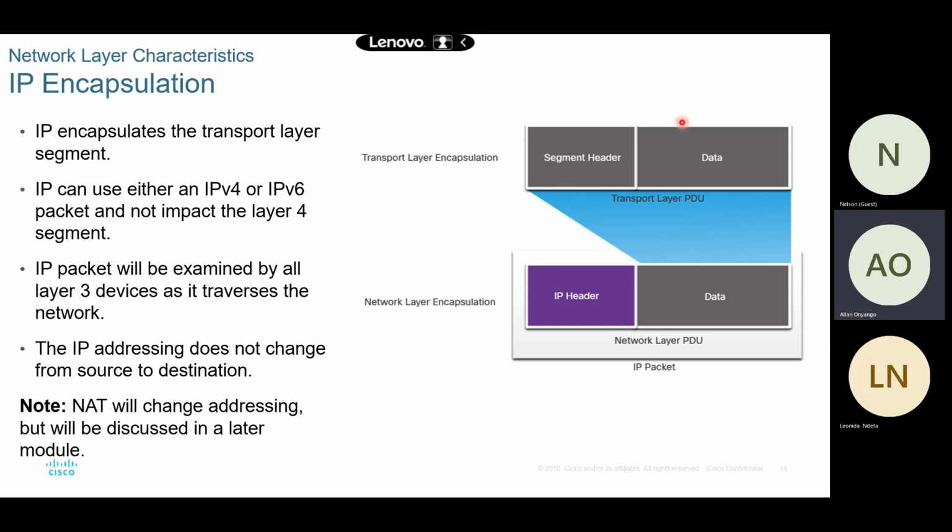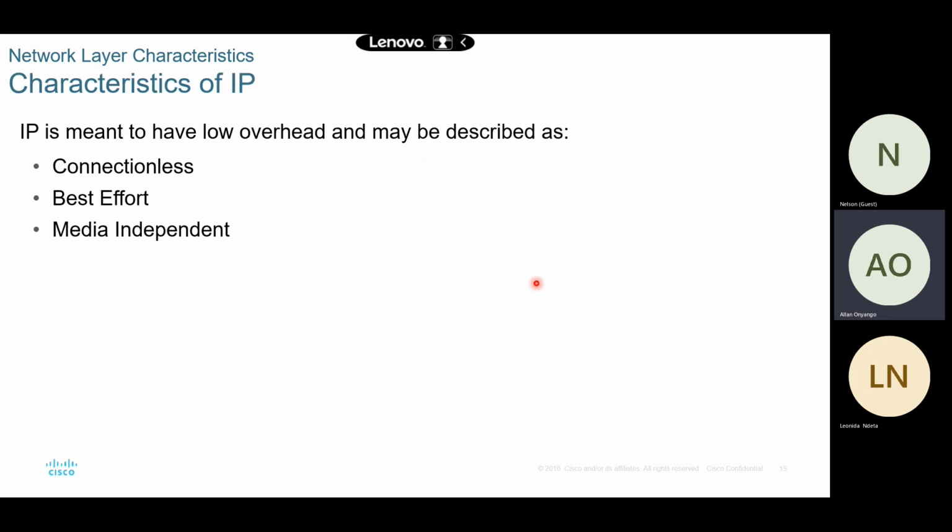So you can see here, this is a segment which contains data in it. It is actually encapsulated to form what is called the IP packet or the IP header. Now we look at the fields a little bit later. Let's talk about the three major characteristics or features of the IP protocol.